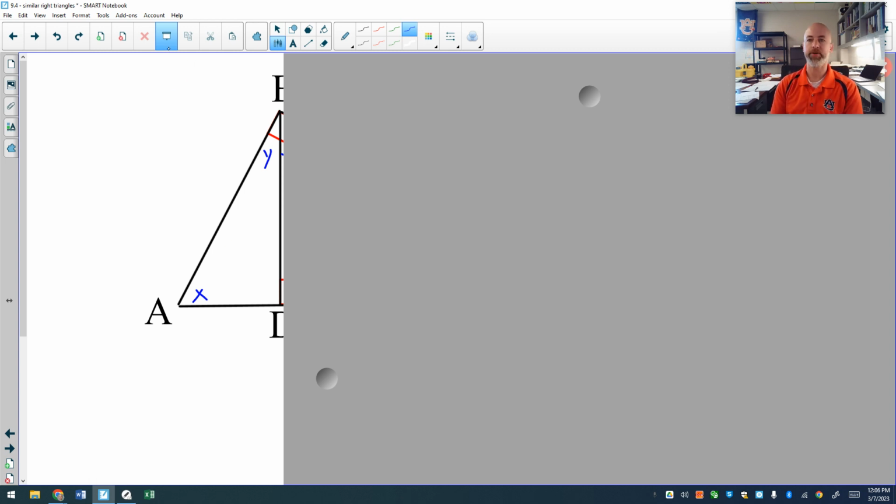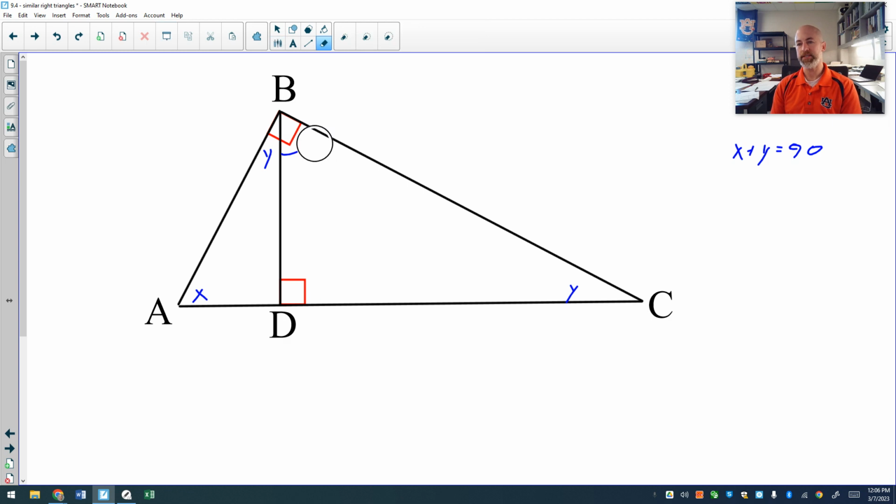They are complementary. And I can now see how all of these angles compare to each other, which ones are congruent and which ones are complementary. And with that, I can now set up my similar triangles. I'm going to start with my big triangle, ABC. In my big triangle, I notice that angle A is marked with an X and angle C is marked with a Y.